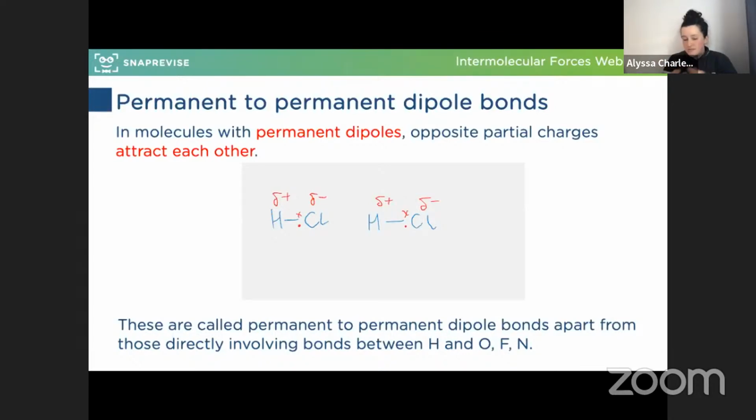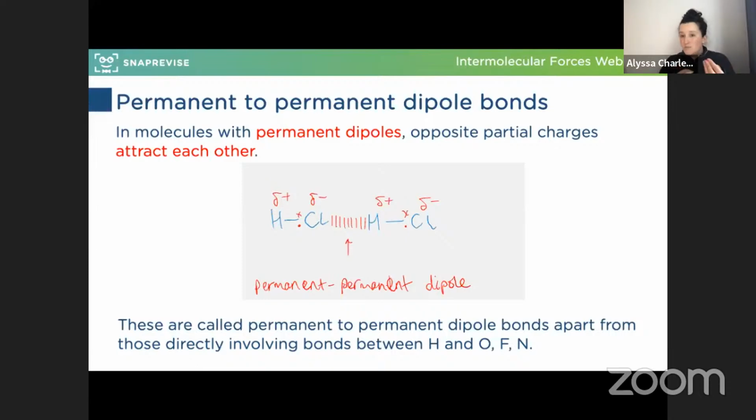If we have a permanent dipole present, then there will constantly be an attraction between molecules and the neighboring molecule, between the delta positive in one molecule and the delta negative in another, or vice versa. And this we call a permanent dipole bond. We only discuss interactions as being permanent dipole to permanent dipole if we can't then call them a hydrogen bond, which we're going to look at in a second. So this is our attraction, our permanent to permanent dipole. The attraction between the delta positive on one molecule and the delta negative on another, whichever way around.